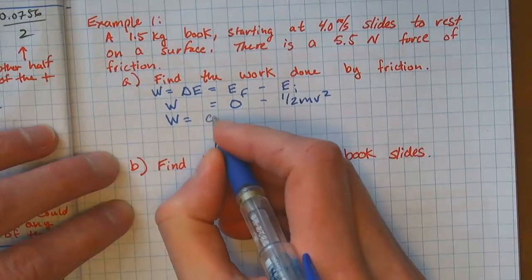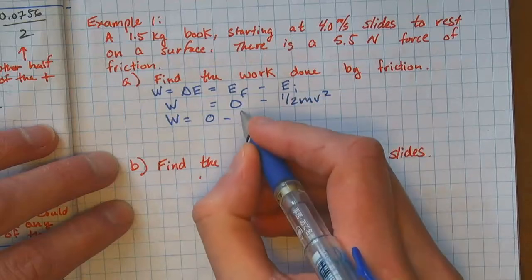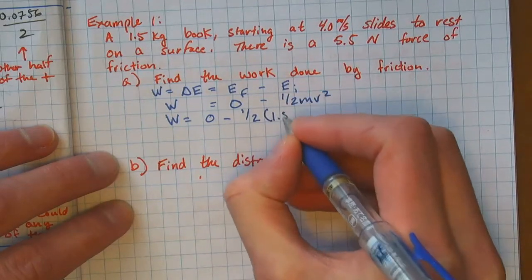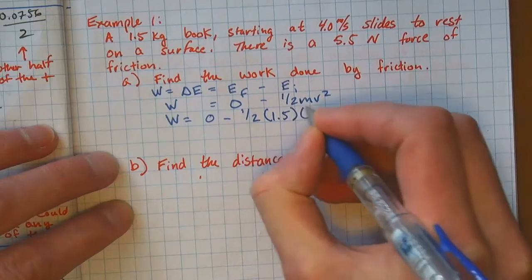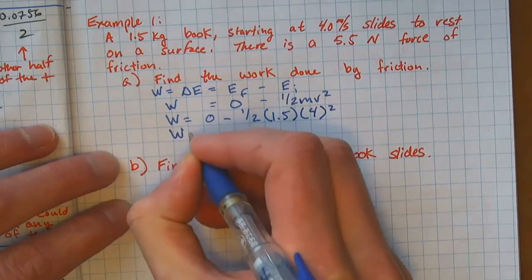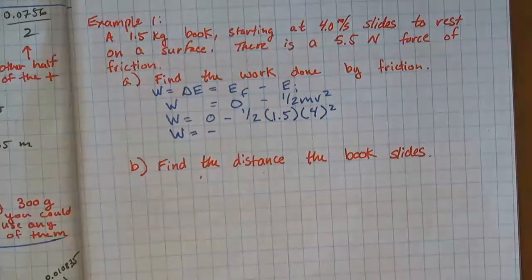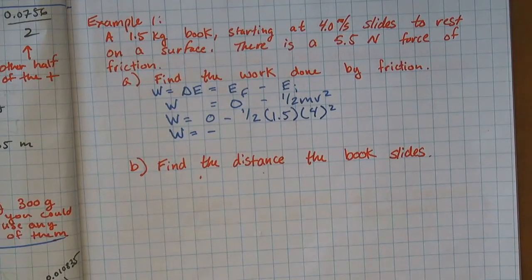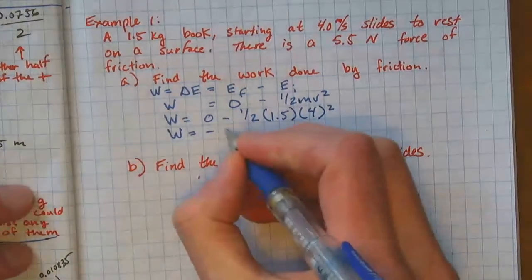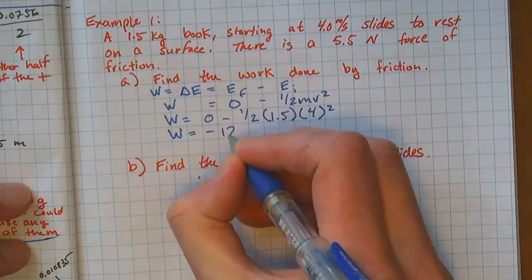So 0 minus 1/2, you know the mass, 1.5 kilograms. You know the velocity is 4 meters per second. So your work is going to be equal to negative 0.5 times 1.5 times 4 squared, which is equal to negative 12 joules.